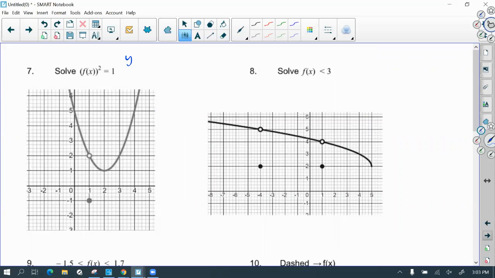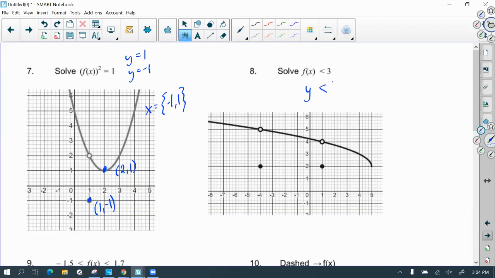So y squared equals 1, y equals 1 or negative 1. Here's when y equals 1. Here's when y equals negative 1. And it looks like I've got two distinct answers. When x equals 2, the y value is 1. When x equals 1, the y value is negative 1. So I've got two answers, negative 1 and 1.